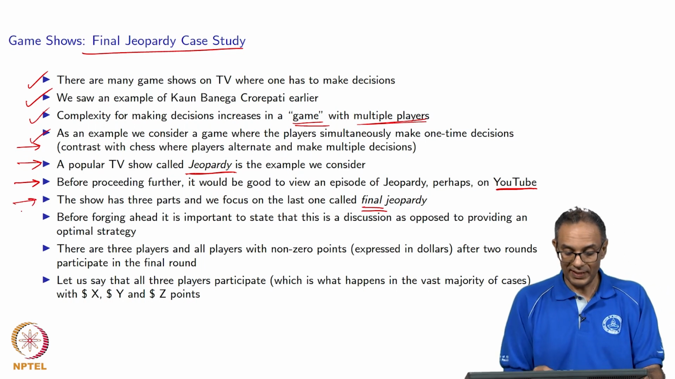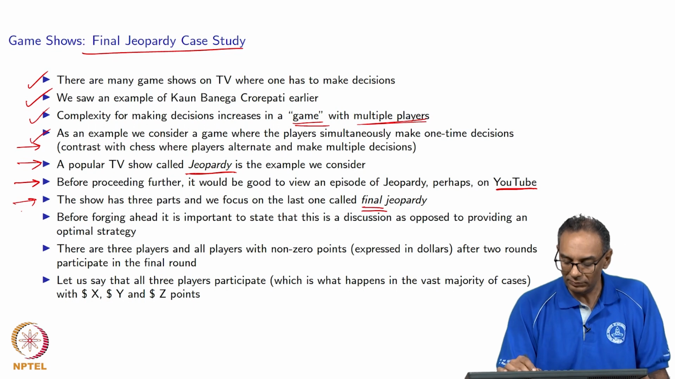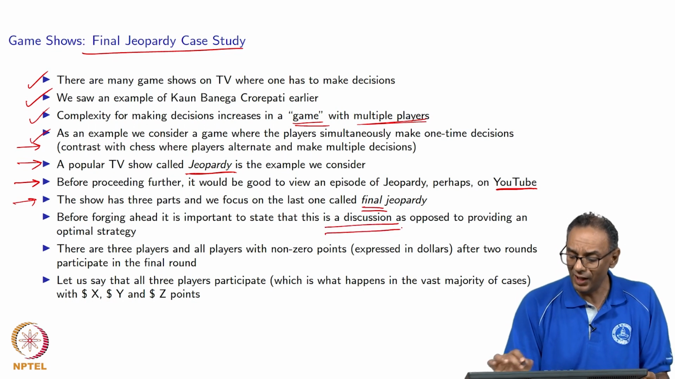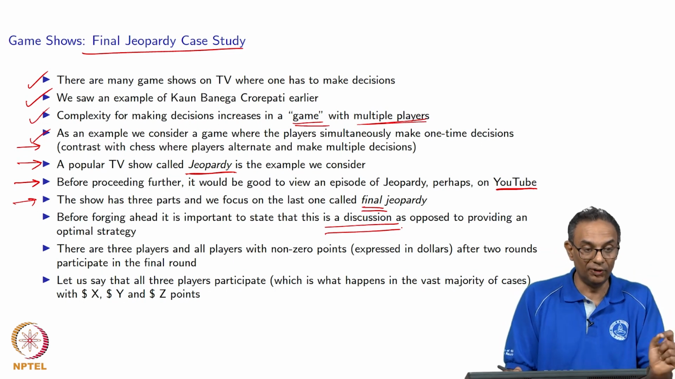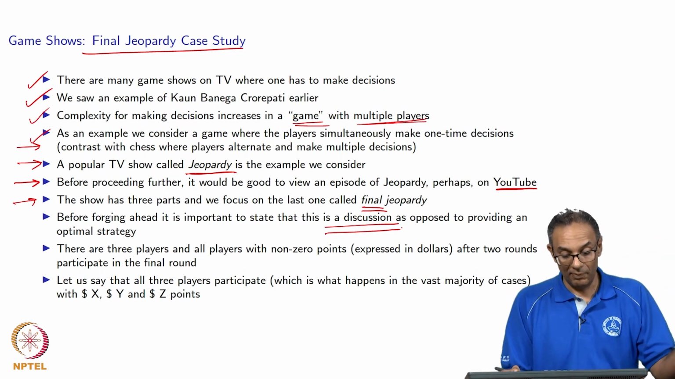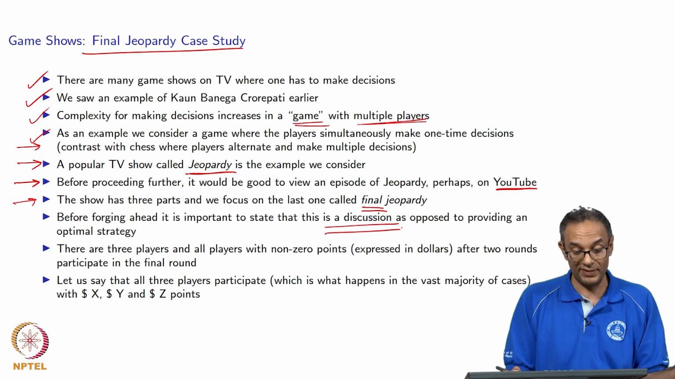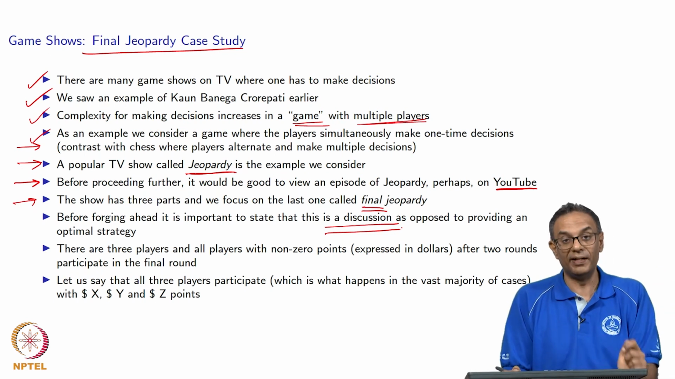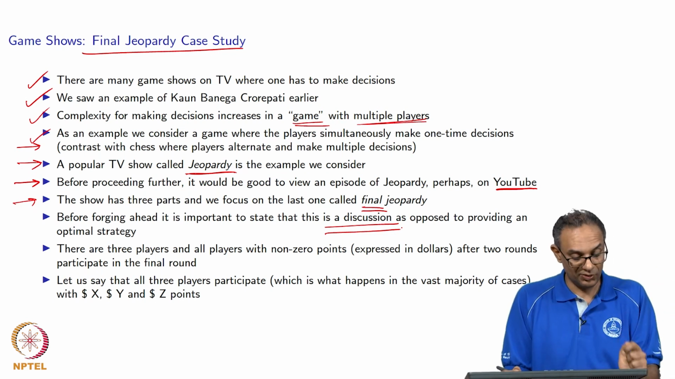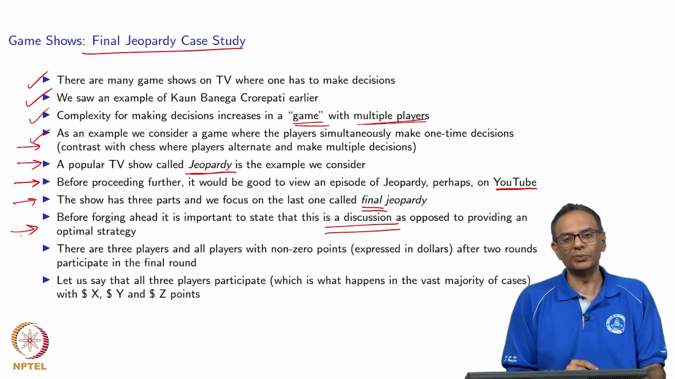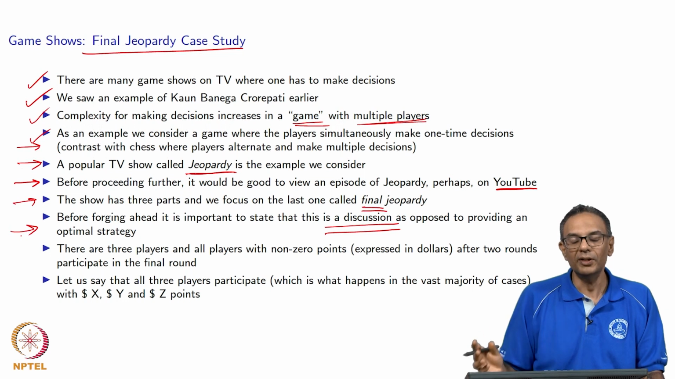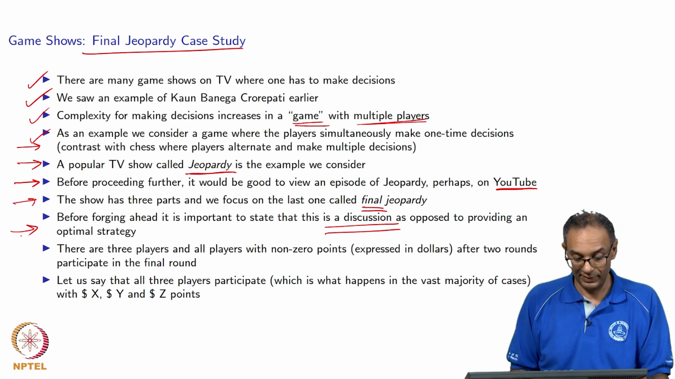I want to also say that we have to just do a discussion. We are not going to come up with an optimal strategy like we saw in the green cat before, or the secretary problem. All those had an optimal strategy. Here we are not going to have an optimal strategy. I do want to warn you, so don't get too excited. We will just analyze. I just want to give you an appreciation for decision making under uncertainty.